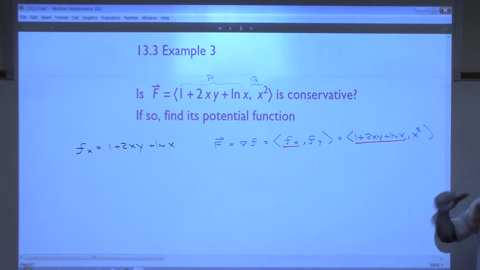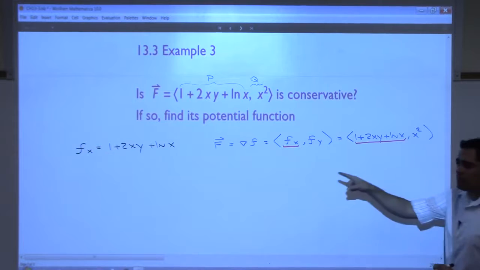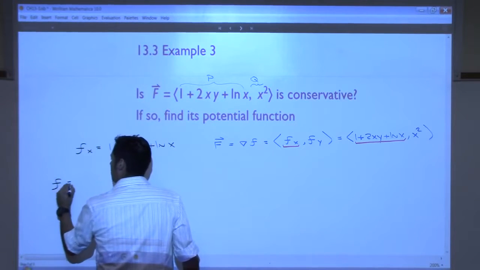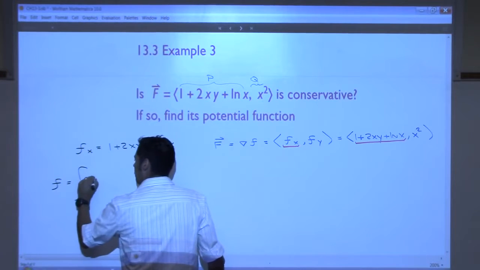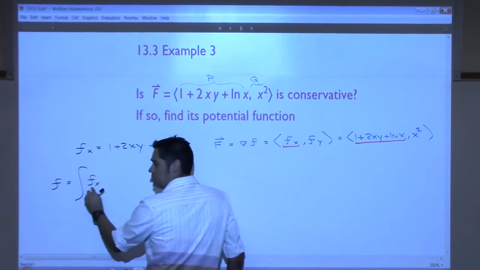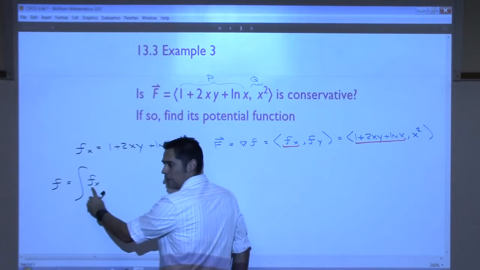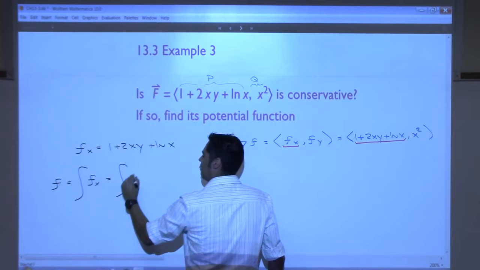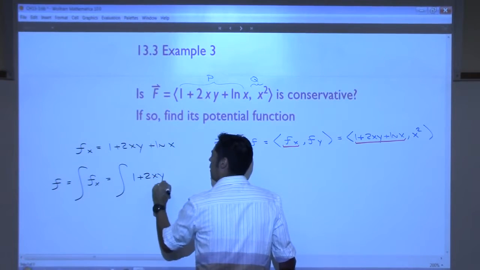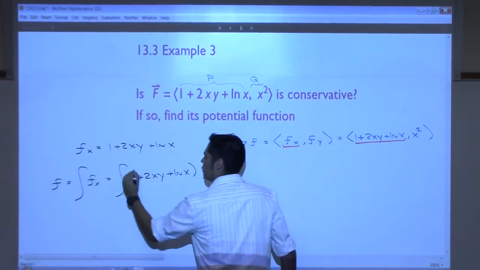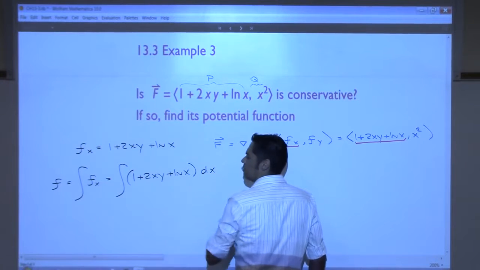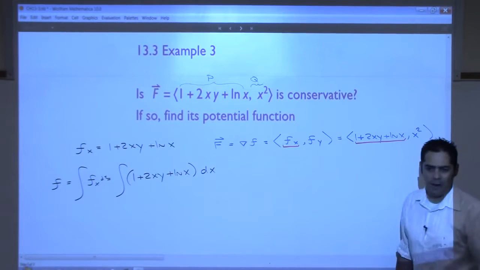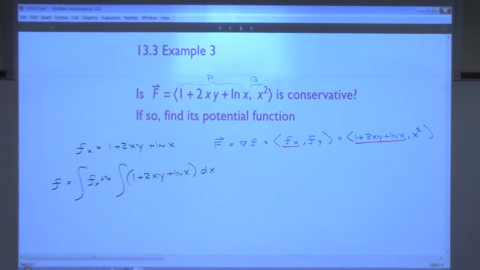What I'd like to do is go back to little f. So I'm going to integrate this. Do you agree with this? Little f should be equal to the antiderivative of the partial of little f with respect to x. Do you agree with that? But that's just the integral of this thing, 1 plus 2xy plus natural log x with respect to x. Maybe I should have put dx in here, sorry. Do y'all follow what I'm doing? Going backwards, integrating.